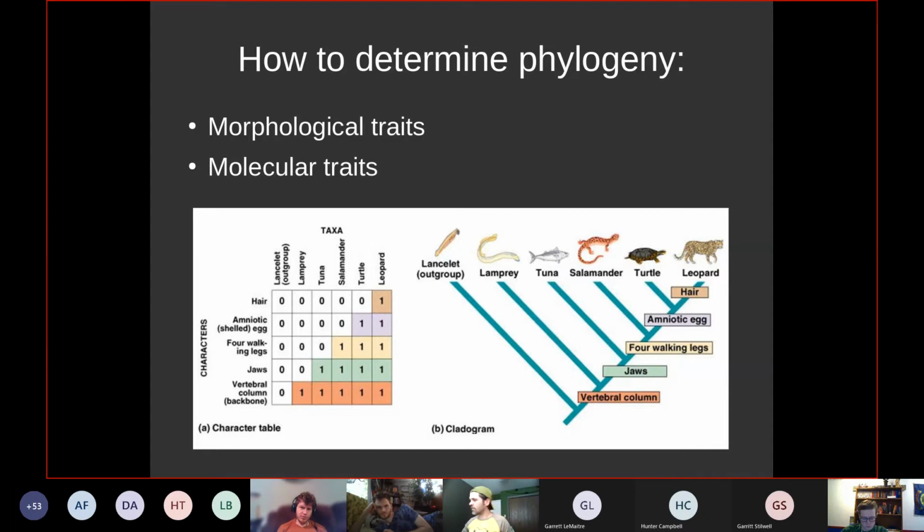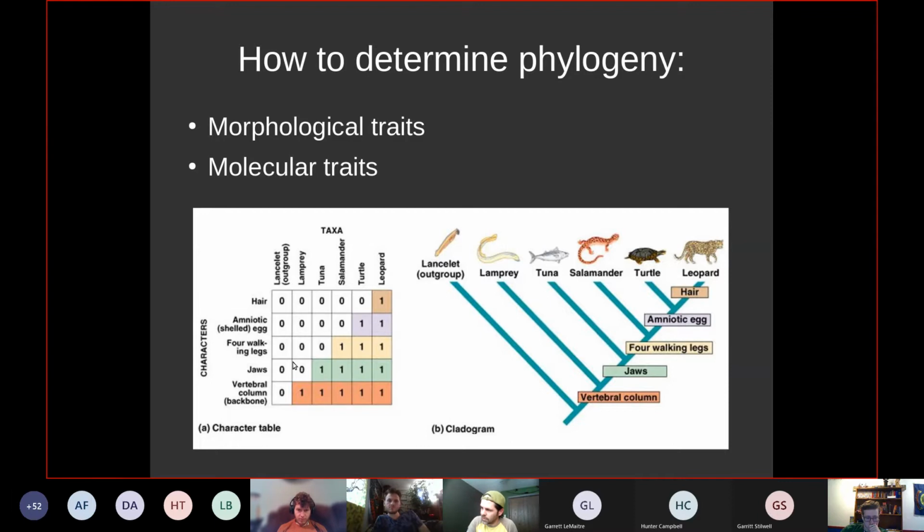Can be. So this one here is based off physical characteristics. If you've got lancelets, lampreys, tuna, salamander, turtle, and leopard, you can measure a bunch of physical characteristics, some traits, like hair, amniotic, like a shelled egg, four walking legs, jaws, and a vertebral column. So we look at those, and we make basically a little matrix comparing how many of these traits are similar between all these groups.